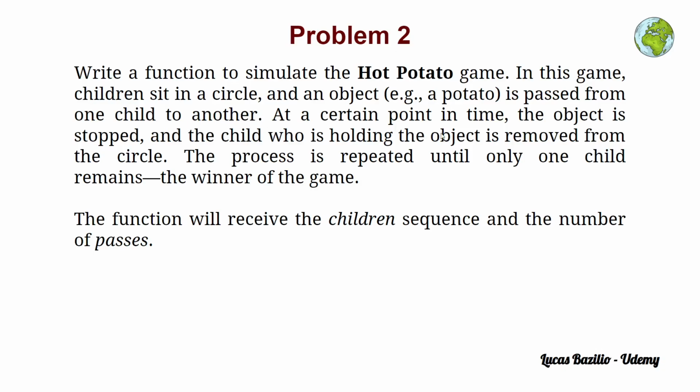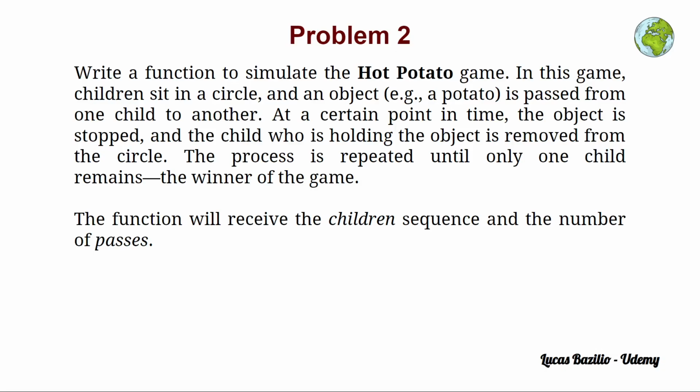At a certain point in time, the object is stopped and the child who is holding the object is removed from the circle. The process is repeated until only one child remains, which is the winner of the game. The function will receive two arguments. First, the children sequence, that is, the children or individuals that belong to the circle, and then the number of passes, that is, how many passes we will do until we eliminate someone.